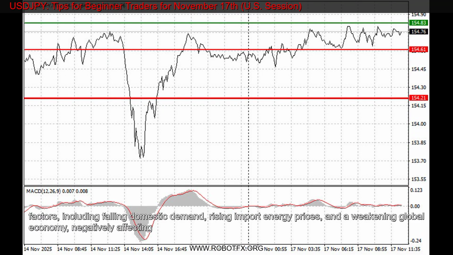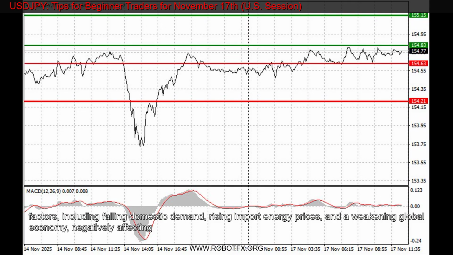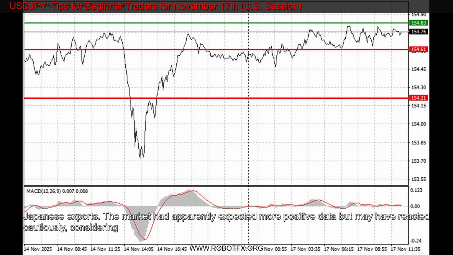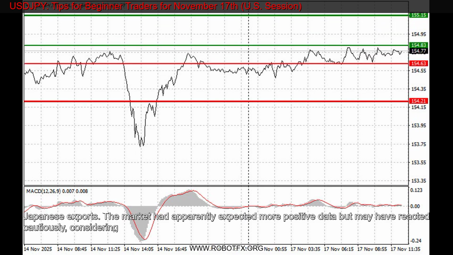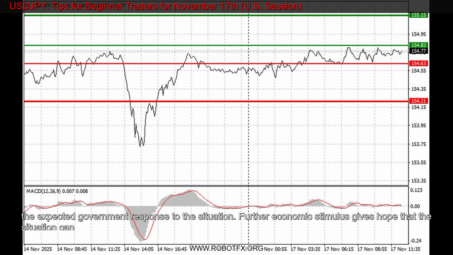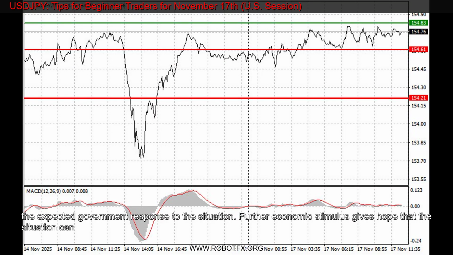Analysts link the GDP contraction to several factors, including falling domestic demand, rising import energy prices, and a weakening global economy negatively affecting Japanese exports. The market had apparently expected more positive data, but may have reacted cautiously, considering the expected government response to the situation. Further economic stimulus gives hope that the situation can be corrected.